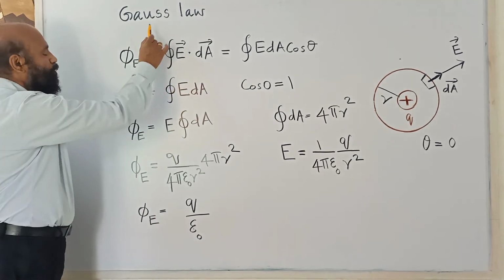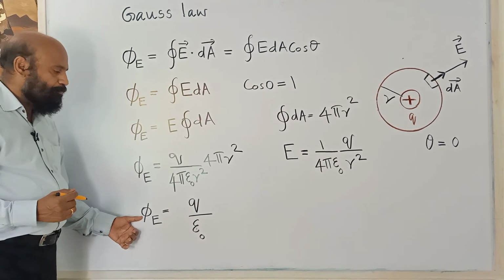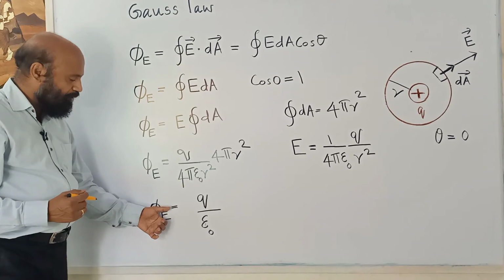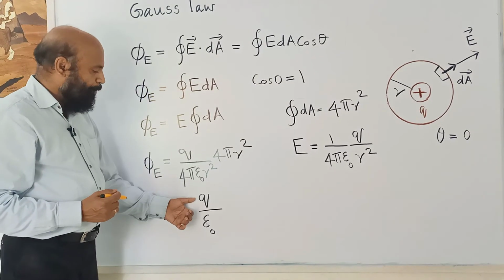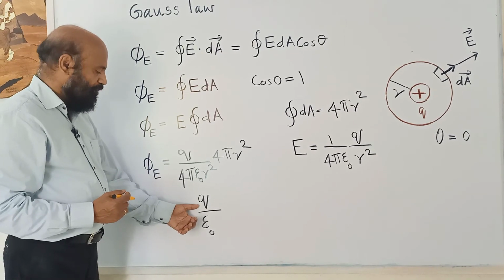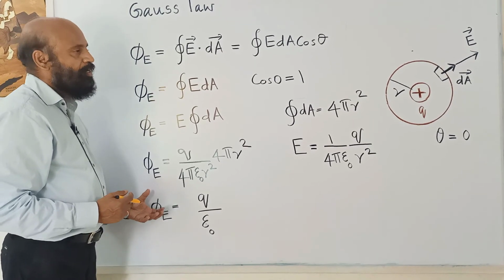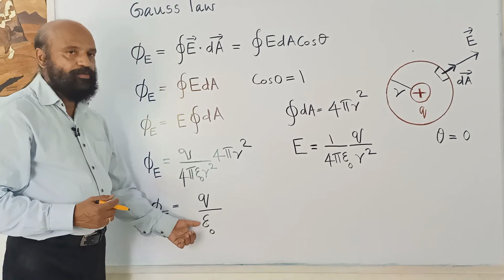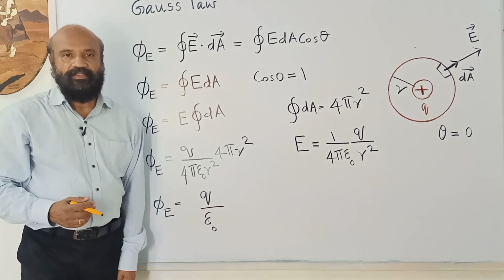That is what is Gauss law. Total flux passing over a closed surface is equal to 1 by epsilon 0 times the net charge. Total flux of the electric field over a closed surface is equal to 1 by epsilon 0 times the net charge.